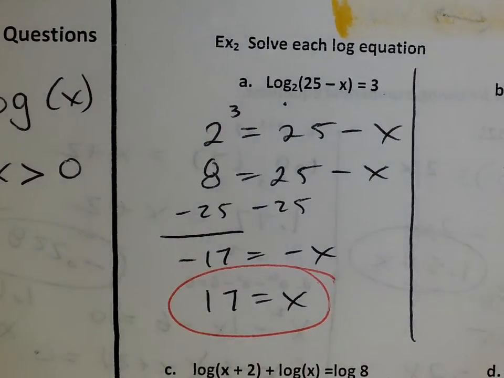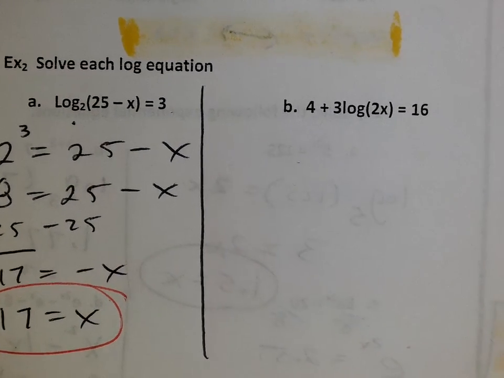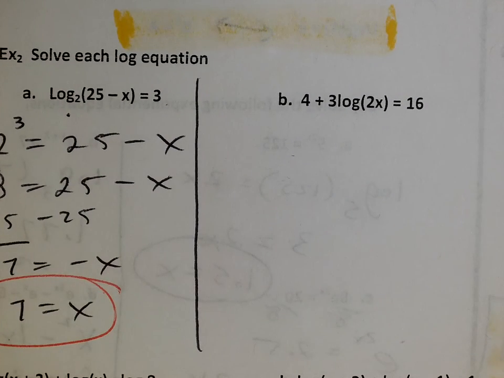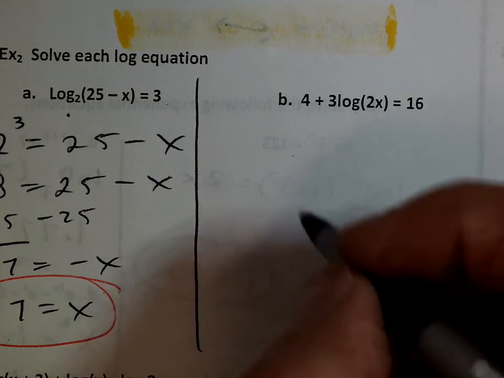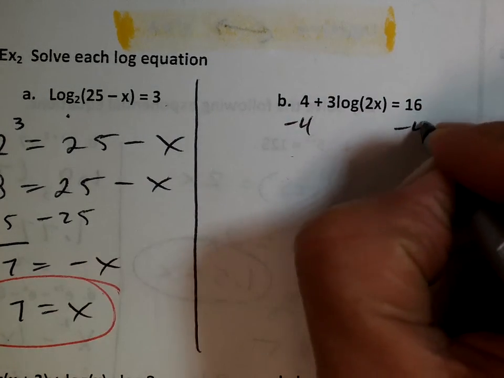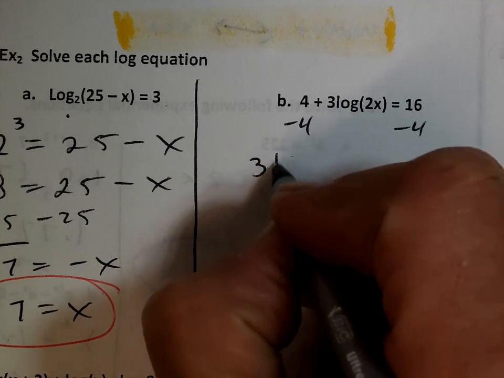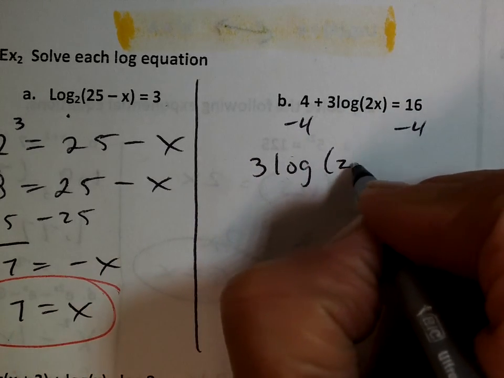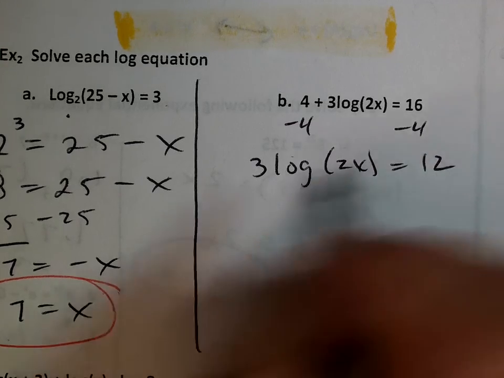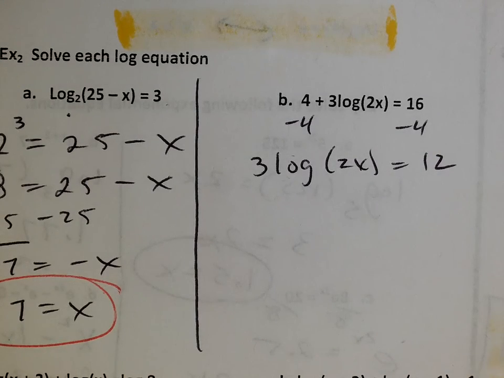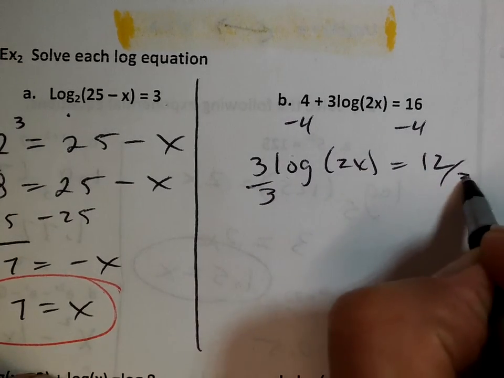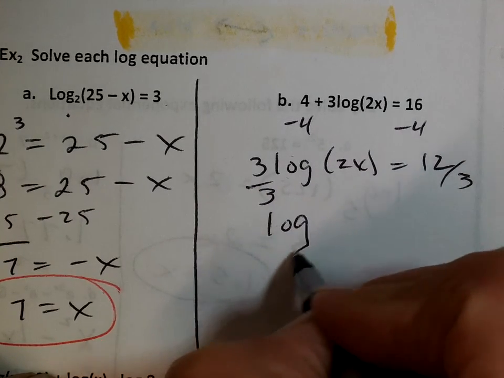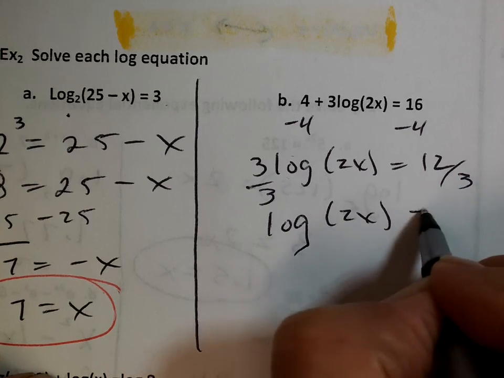Okay, B. B's not hard. There's just some extra numbers hanging around. Let's get rid of the extra numbers, okay? So what's the first extra number you want to get rid of? 4. Yeah, let's go minus 4. Minus 4. I got 3 log 2x equals 12, right? We got another extra number hanging around. Let's get rid of that one. Let's divide by 3. Divide by 3, and I got log of 2x equals 4.